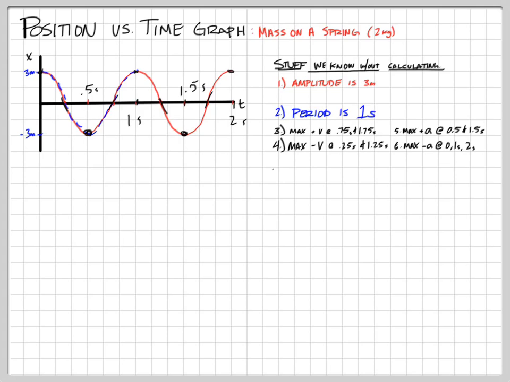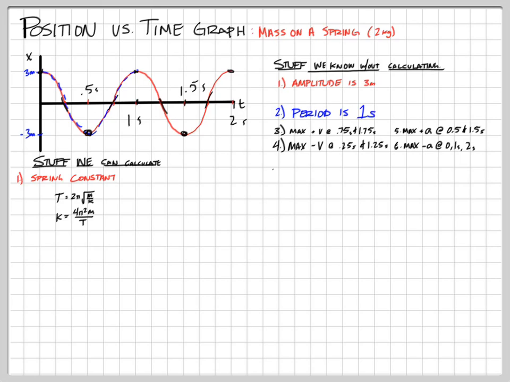Those are all the things we can know without calculating, just by analyzing the position versus time graph. Now, if we do some calculations, we can get even more stuff with just the things that we know right now. First thing we can calculate is the spring constant. Well, how can we do that? We know that the period here is 2 pi on the square root of m over k. And we showed this on the first slide. If you solve for k, you get 4 pi squared m over the period squared.